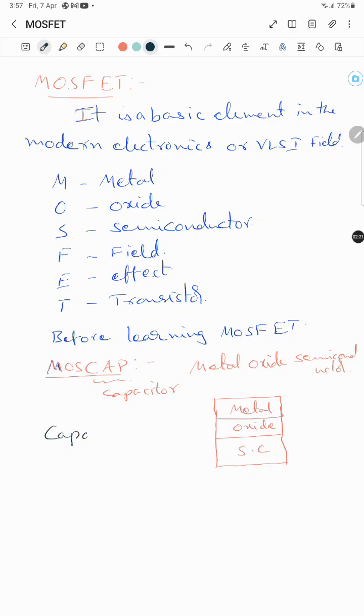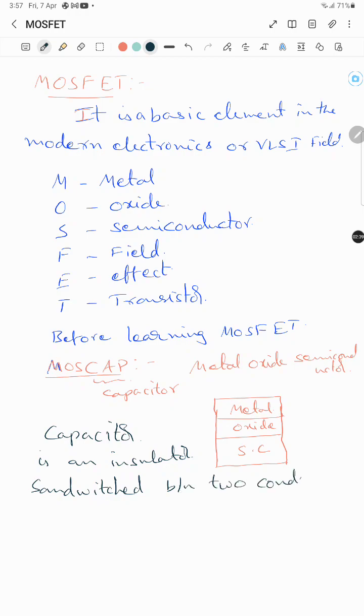What is a capacitor? A capacitor is an insulator sandwiched between two conductors, like this. This is the capacitor. You will have an insulator here, sandwiched between these two conducting plates.